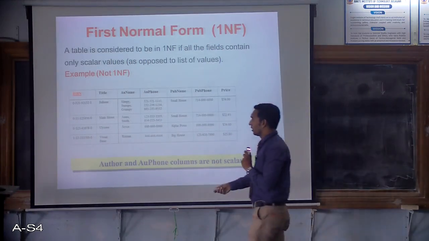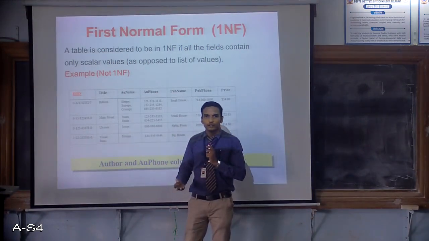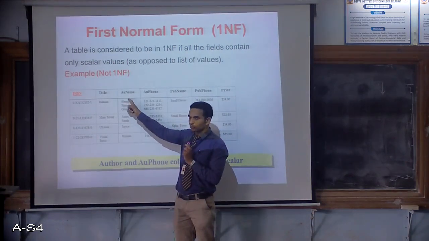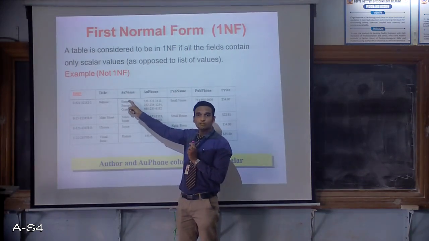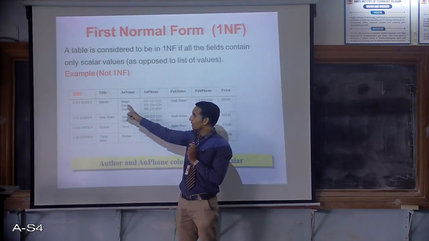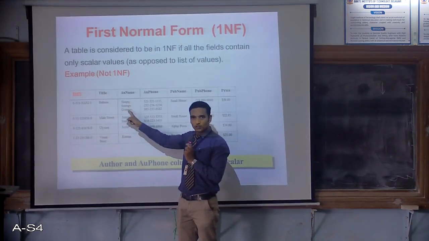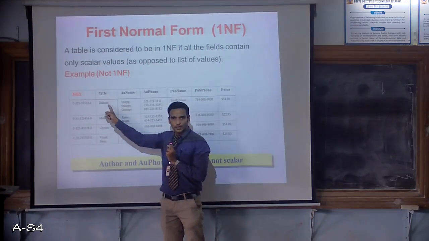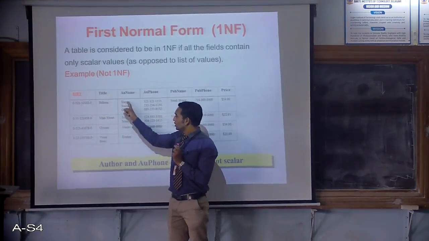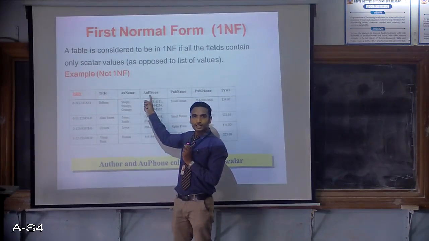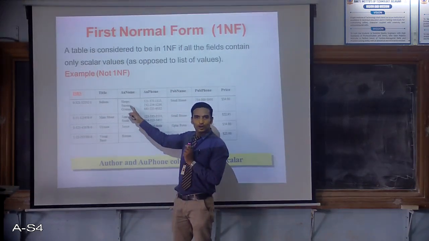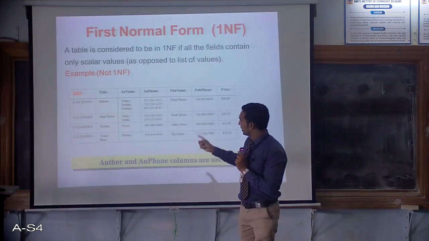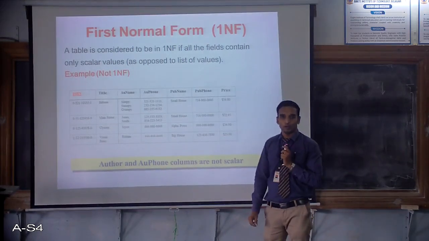Now look at this. We all know whenever any book is written, there may be more than one author. So what is happening here is, in this author attribute, there are 3 values. But what does 1NF say? It should have scalar values. Since there are 3 authors, every author has his own phone number. This is scalar, this is scalar, all are scalar. But these 2 fields, author name and author phone number, are not scalar, which have more than 1 value in them. So whenever a table has more than 1 value in a field, it is said to be not in first normal form.